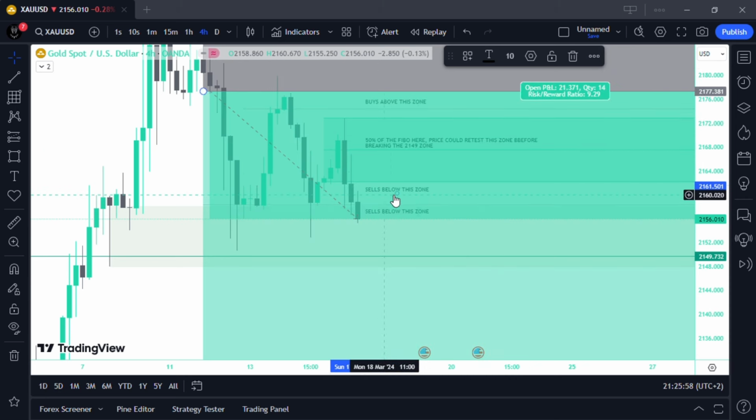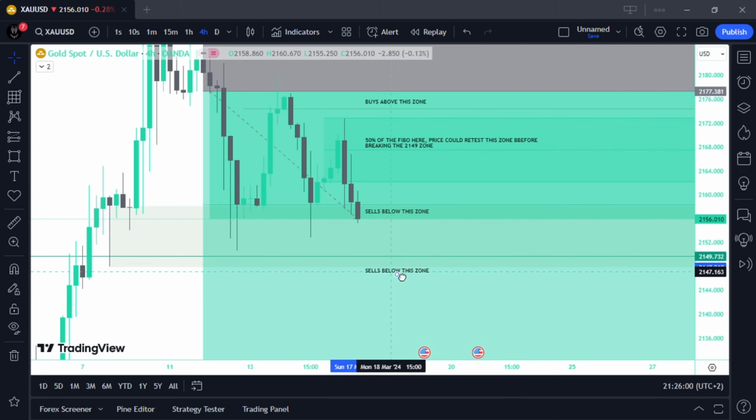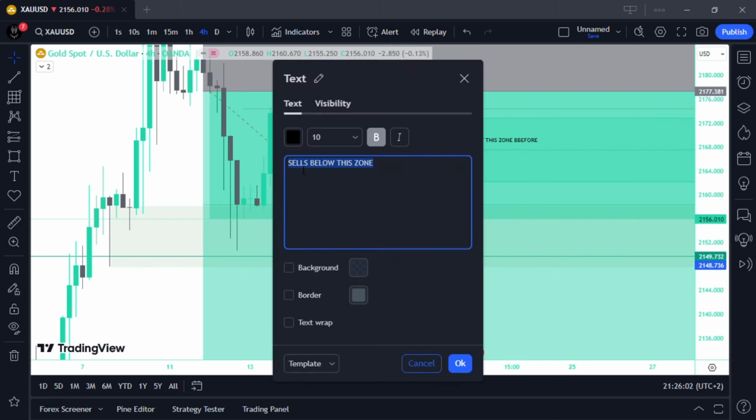And where will our take profits be? The first one will be at the 2149 basically, and once we break below that, all there is to do is hold a sell position to the 2090 zone if you're a swing trader.